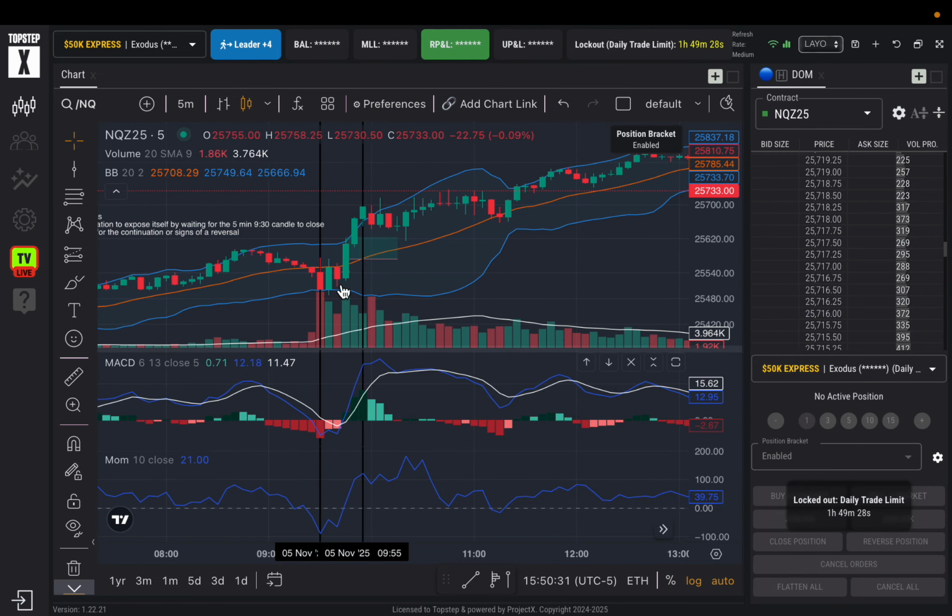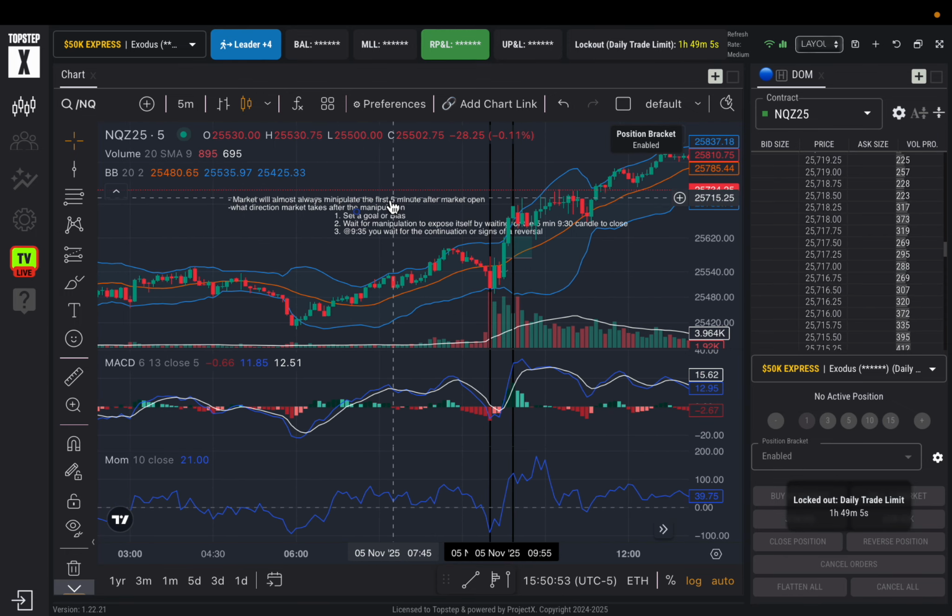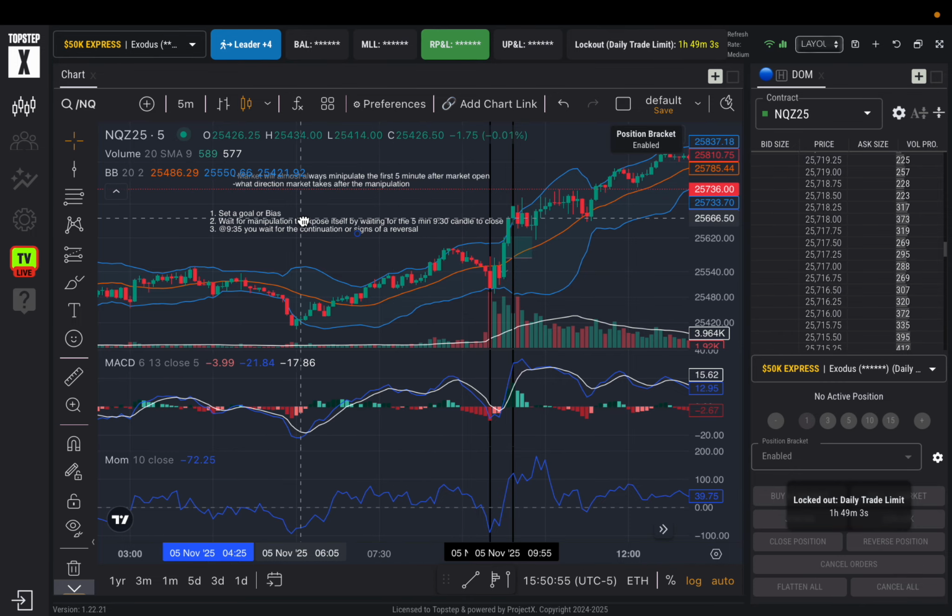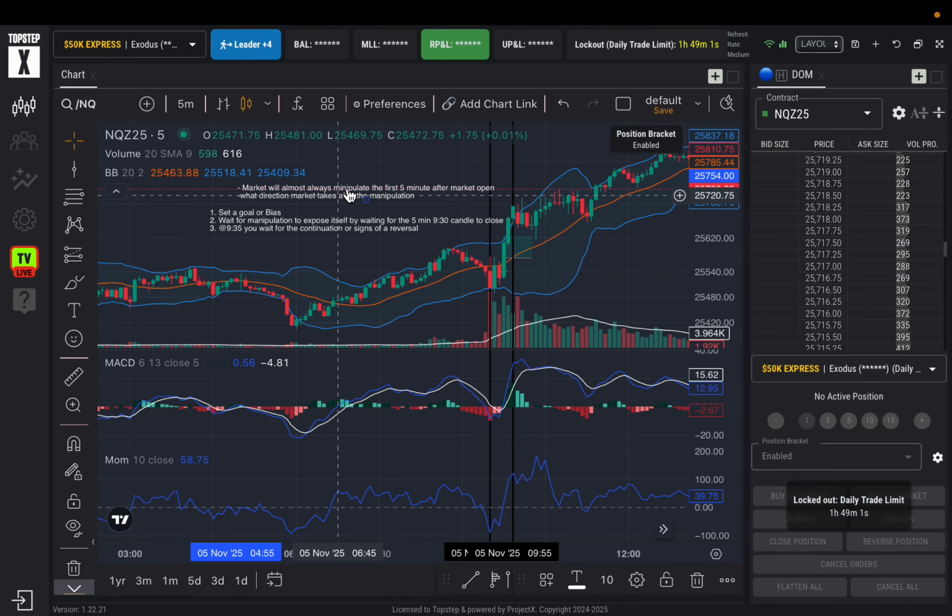When your indicators tell you it's a reversal, that's when you enter. When your indicators tell you that it's a continuation, then you just keep going with it. It's like a river. Just follow the river. Don't go against the current. Go with the current. That's the whole point. That's how you make money with this strategy.